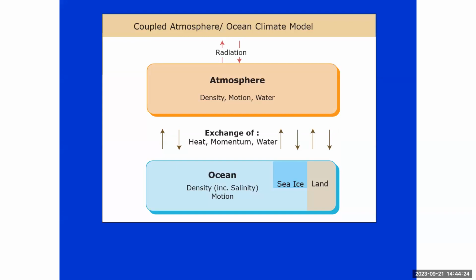And talking about the coupled atmosphere and ocean climate model, that is now growing and becoming more practically applicable. Here you can see the radiation coming through the atmosphere in terms of density, motion, and water, and then the ocean parts, sea ice, and land, with exchange of heat, momentum, and water.